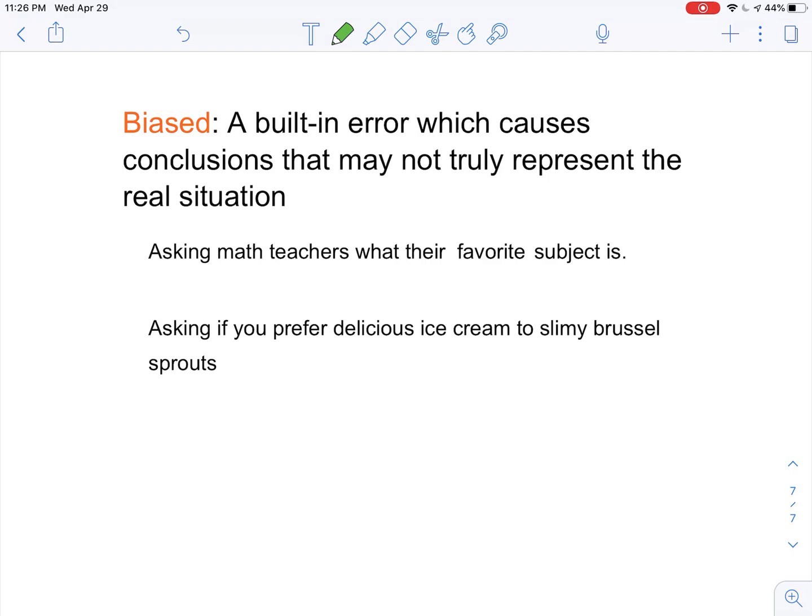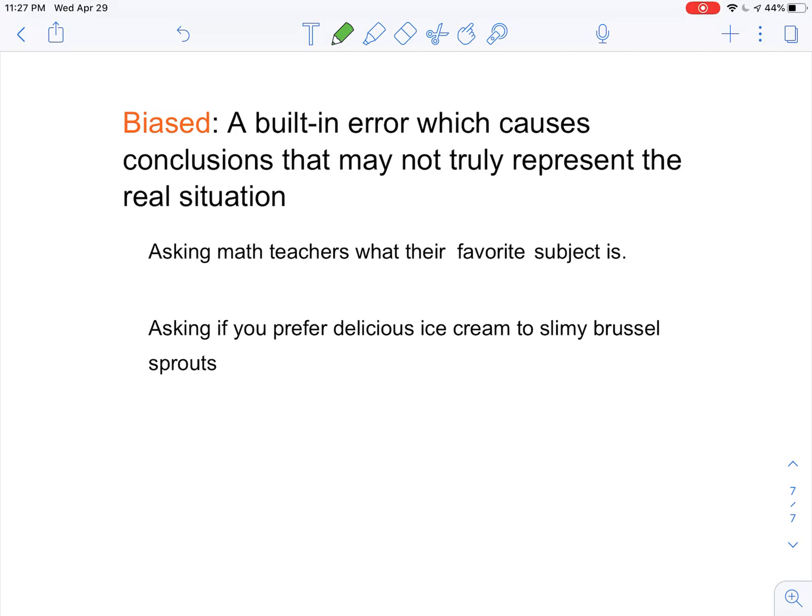Now, I've been avoiding this word, but it was almost impossible not to say. If we don't choose these sampling methods, we lead to bias. Okay, and basically what a bias is, is a built-in error which can cause the conclusions that you make to be not truly representative of the real situation. I mean, it could be, but it can be doubted.